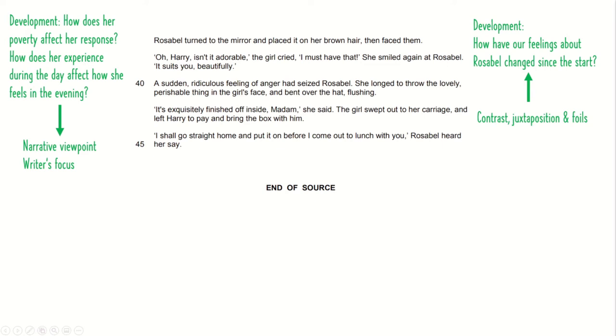Now, the reason I've put contrast, juxtaposition, and foil there is because in any extract, one or more of those three can be at play. Now, a foil is when two characters are designed to be direct opposites of one another. And that is what I think is going on here. It is not an accident that both Rosabelle and the girl are girls of a perhaps similar age, but completely different classes. So it's like we're supposed to be contrasting the life of Rosabelle with the life of this girl. However, you could also call it contrast. You could also call it juxtaposition.